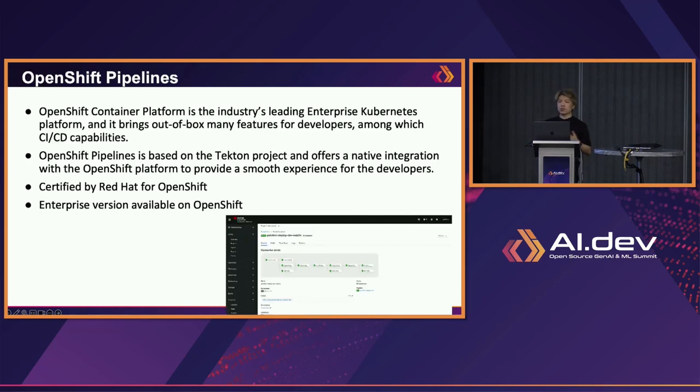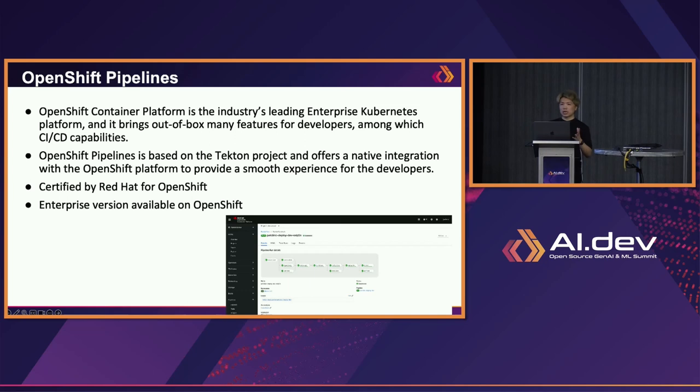And why is this important to run on OpenShift? Because OpenShift Pipelines is a project that the OpenShift Container Platform has created, and it is the de facto CI/CD capability on top of OpenShift. It's certified by Red Hat, has dedicated security scans, and also has an enterprise version available on OpenShift. So all enterprise users that want to run on OpenShift with a secure environment, this is the de facto pipeline they need to run.